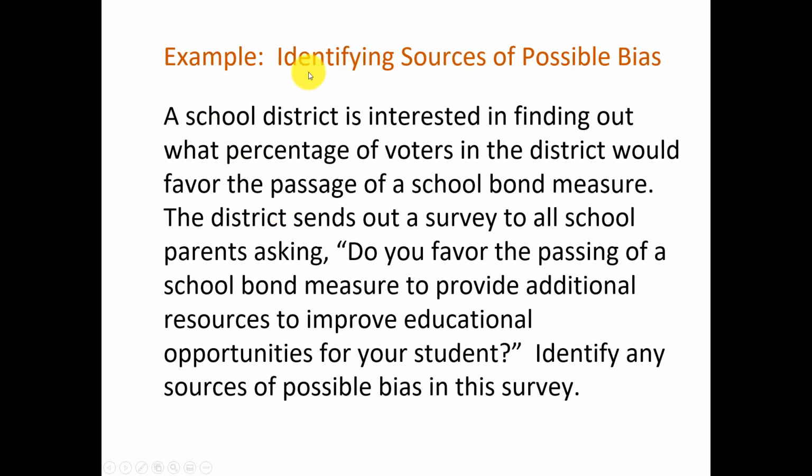Another example, finding sources of potential bias. A school district is interested in finding out what percentage of voters in the district would favor the passage of a school bond measure. The district sends out a survey to all school parents asking, do you favor the passing of a school bond measure to provide additional resources to improve educational opportunities for your student? Pause your video first.